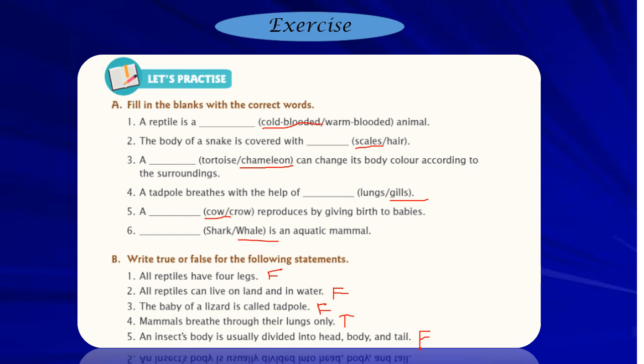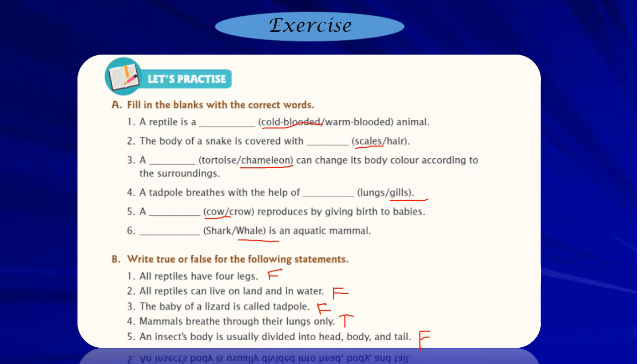So the first one, a reptile is a dash animal. It is a cold-blooded animal. The body of the snake is covered with scales or hair. Snakes, it is reptile, so scales. A dash can change its body color according to the surroundings. Okay, it is chameleon. A tadpole breathes with the help of what? Frog possesses lungs. It doesn't possess gills, but when it is in the stage of the tadpole, it has gills. Okay. A dash reproduces by giving birth to babies.